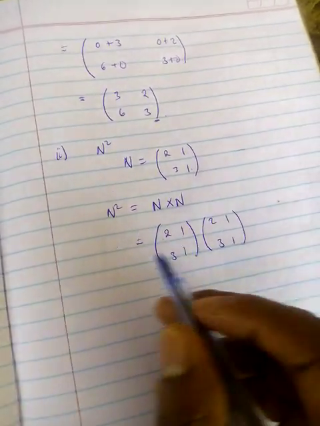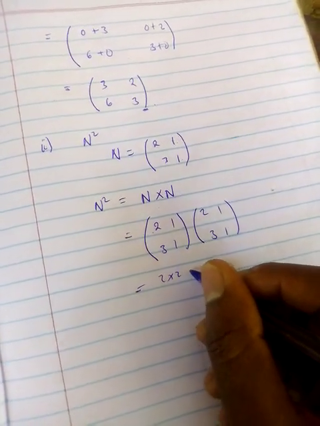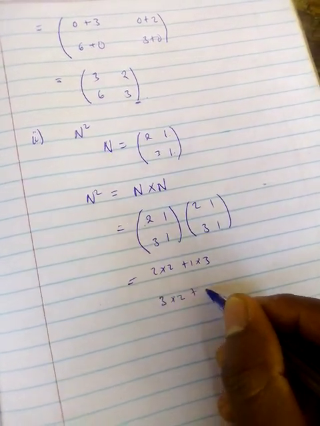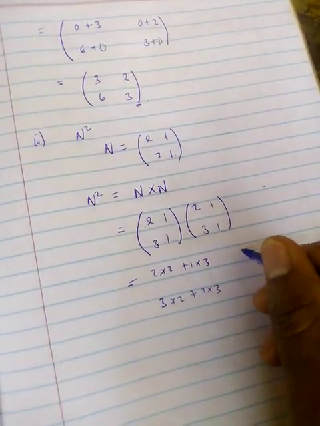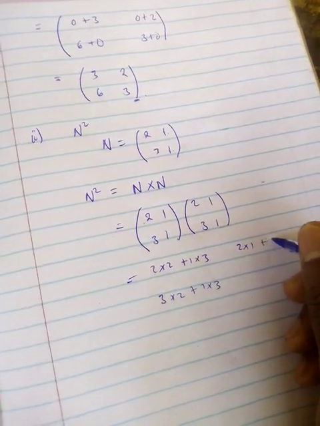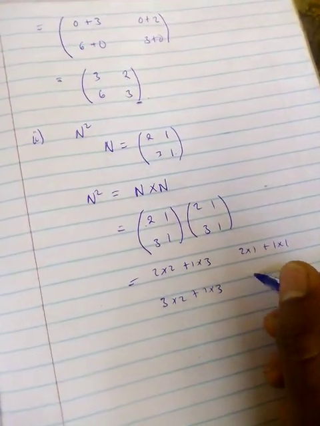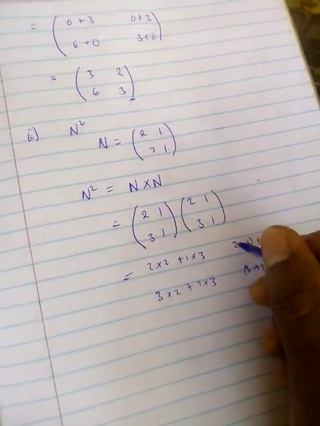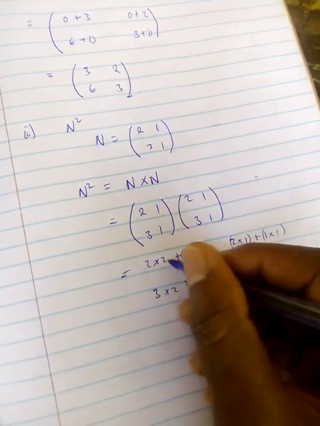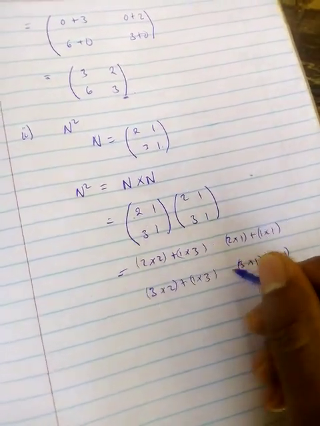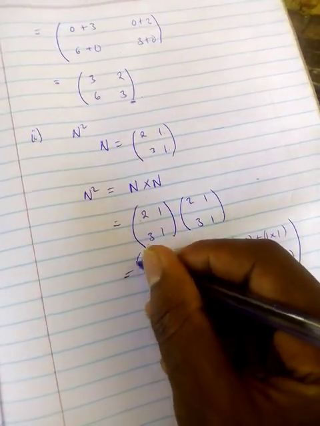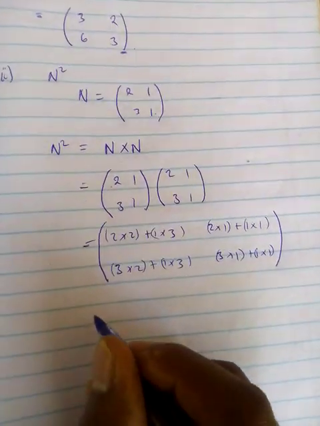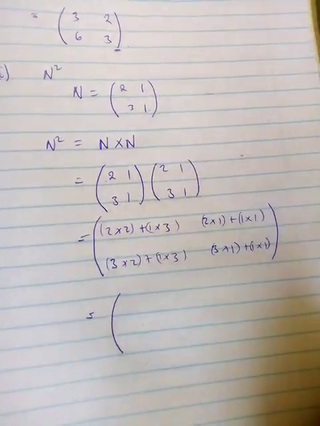which is 2, 1, 3, 1. So we again go row by column. So this is going to be 2 times 2 plus 1 times 3. Then row by column, this is 3 times 2 plus 1 times 3. Row by column, I have 2 times 1 plus 1 times 1. Then row by column, this is 3 times 1 plus 1 times 1. Such that if I try to show that I'm multiplying, I put brackets, and don't forget to put there the matrix. Most people forget putting the matrix, but endeavor to put it because we are dealing with multiplication of matrices.